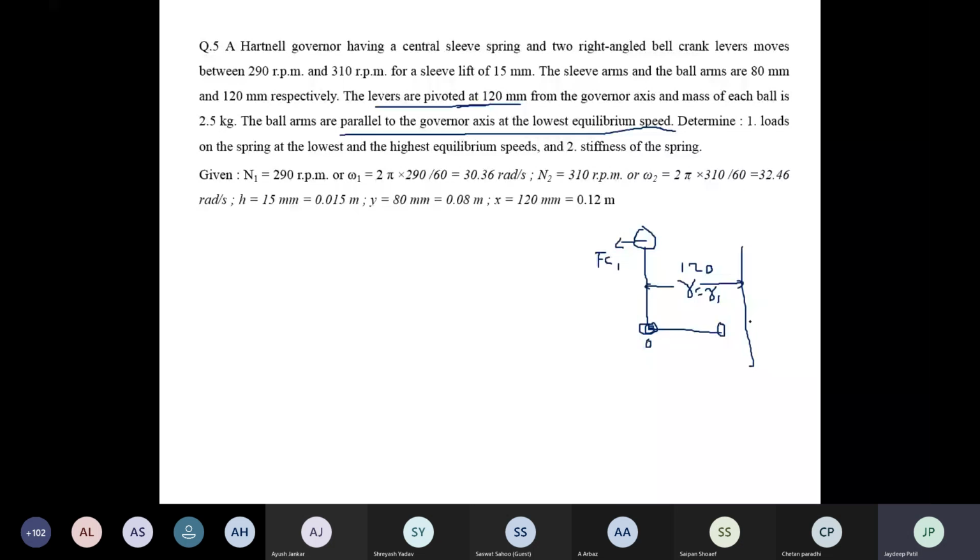You have to calculate here FC1 and FC2. Okay, from the speed N1 you have to find out omega 1, N2 you have to find out omega 2. Okay, all of you write down the given data. Now H is given here, and Y and X are given here, and R is given also here. R is equal to 0.12 meter, or you can say it is R1. R1 is equal to R is equal to 0.12 meter, and the mass of the fly ball is given here. All of you note down this given data.